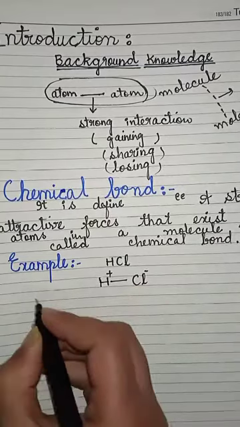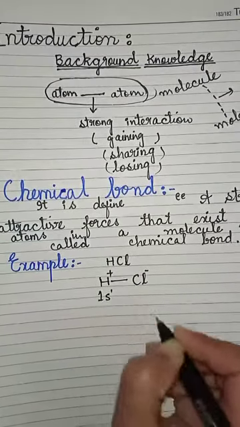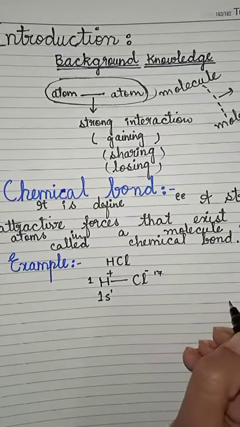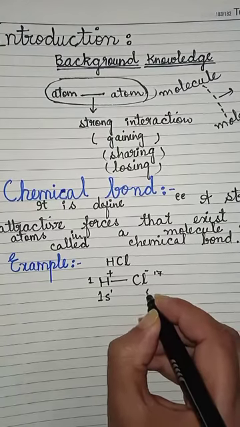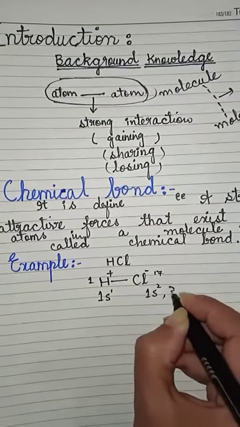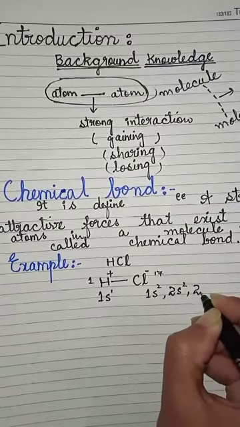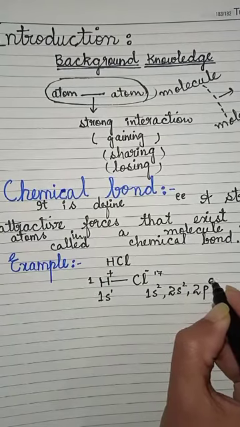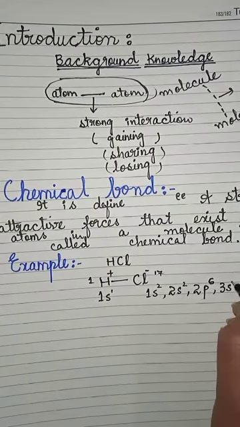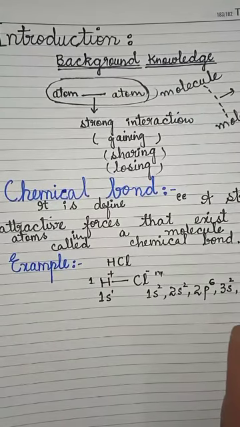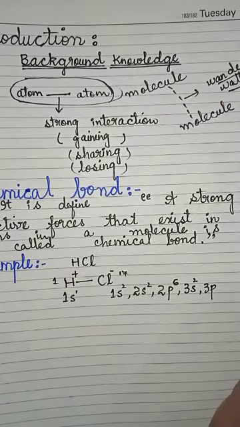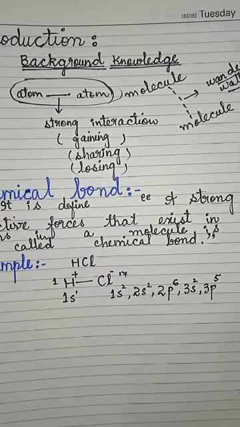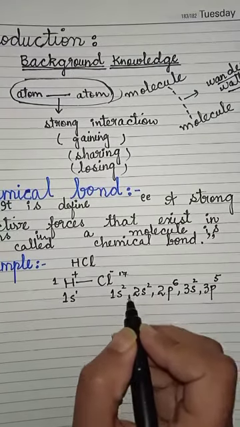Why is it so? Because hydrogen has the 1s1 electronic configuration, and chlorine, its atomic number is 17, right? And its electronic configuration is 1s2, 2s2, 2p6, 3s2, and 3p5, right? But okay, sorry.